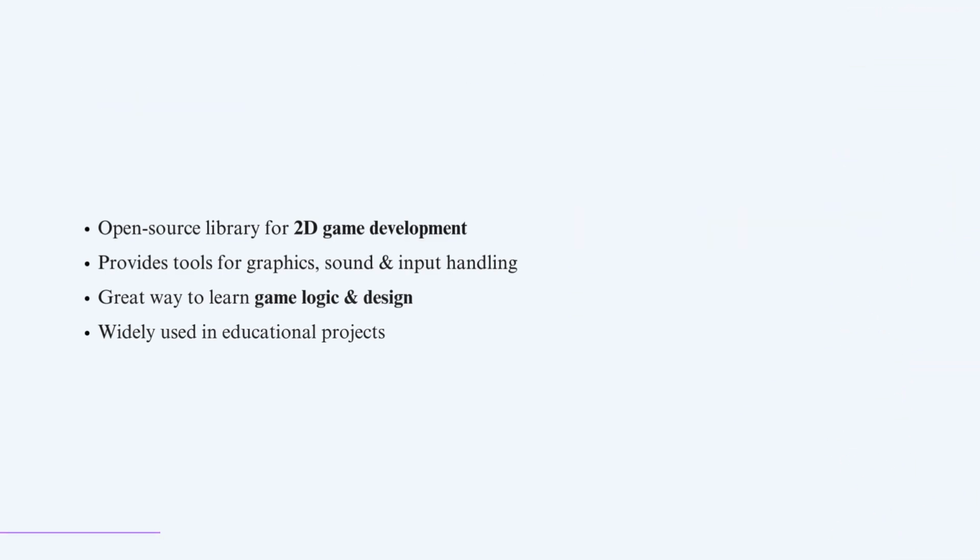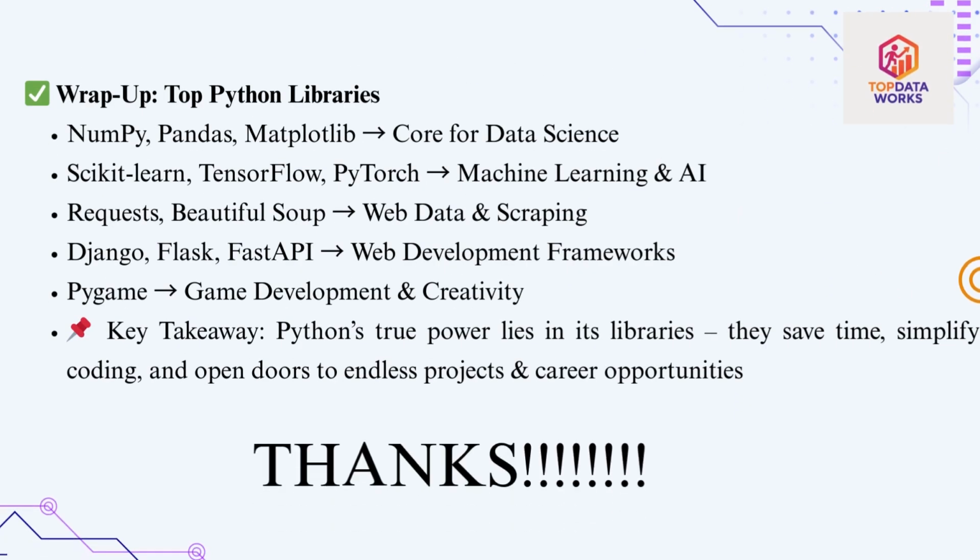We have covered 12 essential Python libraries, some for data science and AI, some for web development, and even one for game development also, that is Pygame, right? The key takeaway is this: Python is really powerful when it comes with libraries. By learning them, you will save time, you will write less code and build amazing projects faster.